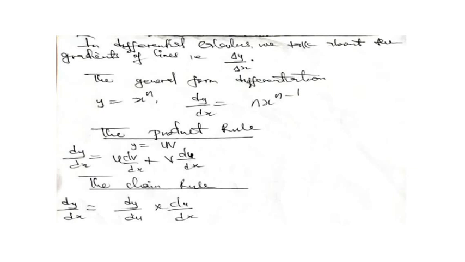The product rule. The product rule is derived as follows: dy over dx equals u dv over dx plus v du over dx. The chain rule is denoted as dy over dx equals du over dx times dy over du.